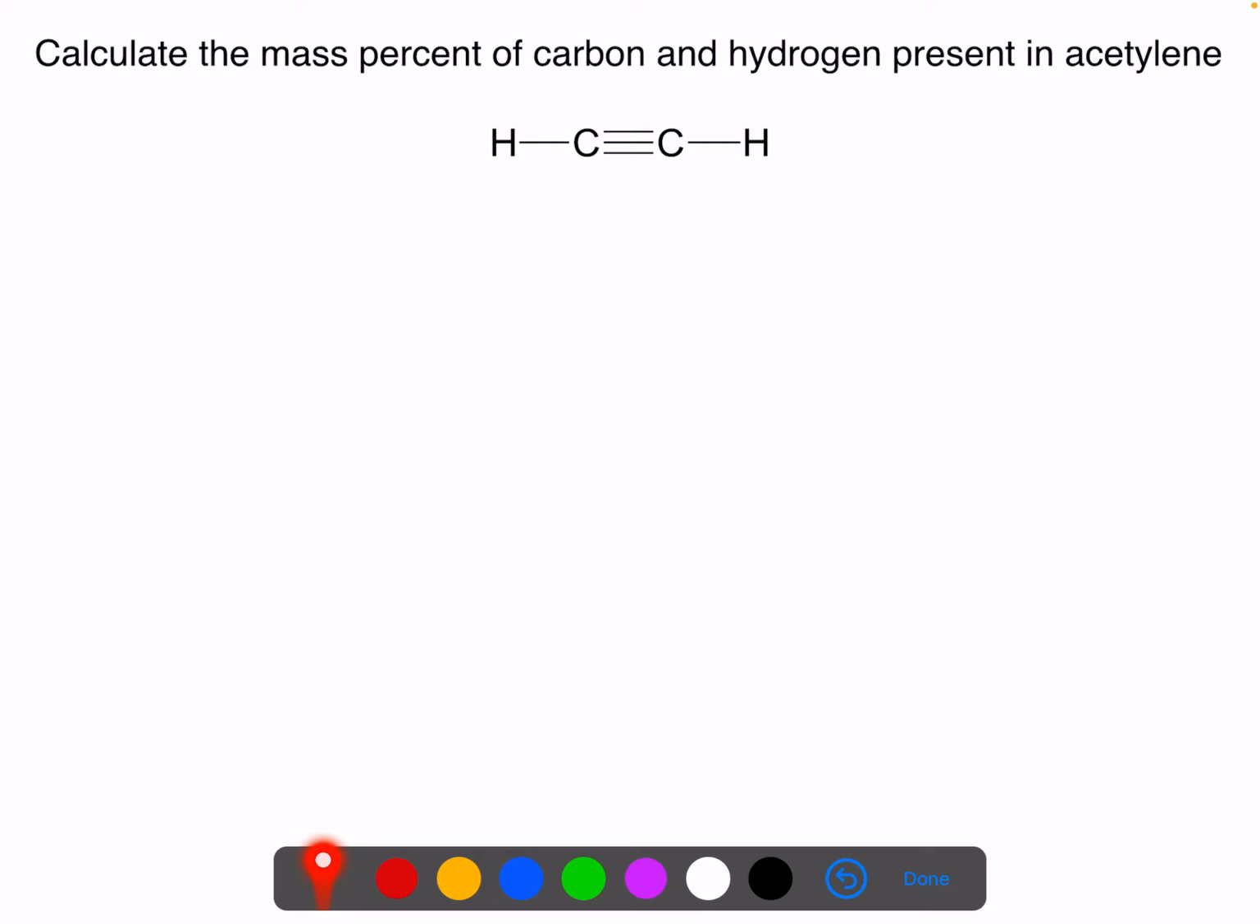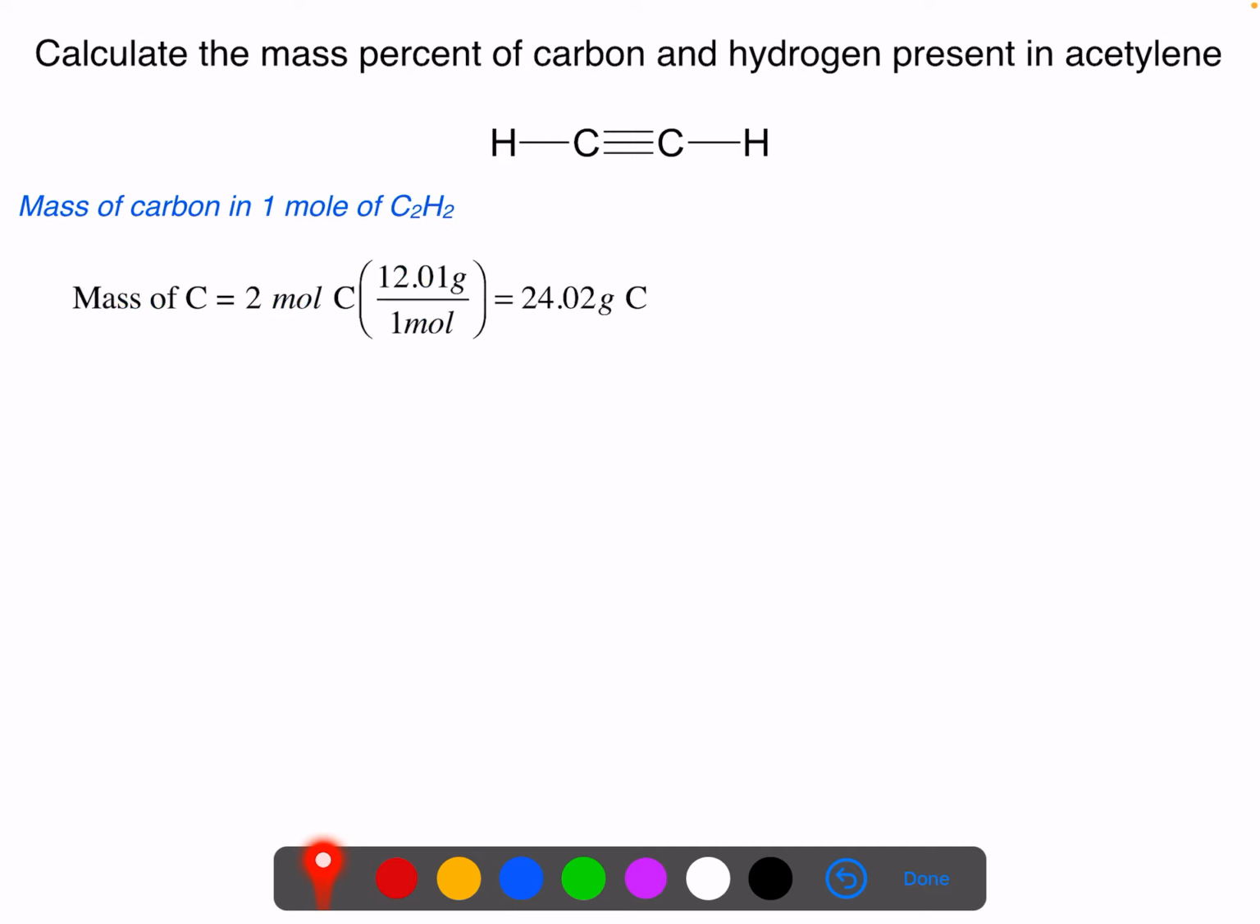This is the molecule acetylene. It's a fairly simple molecule, HCCH, and we can calculate the mass percent carbon and hydrogen present. The way we would do this is we'd start off and say, let's first find the mass of carbon in 1 mole of C2H2.